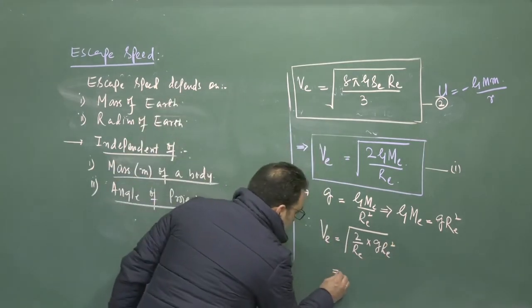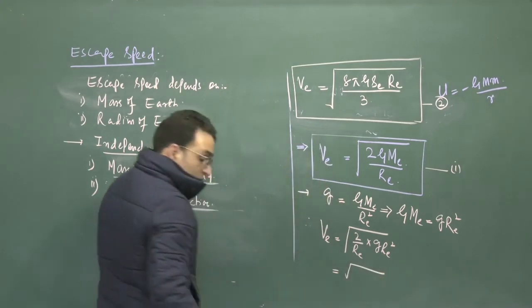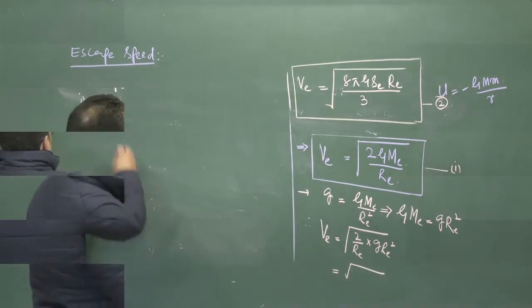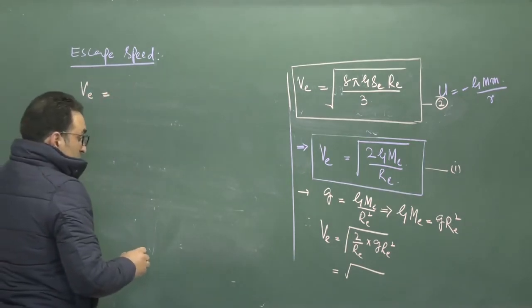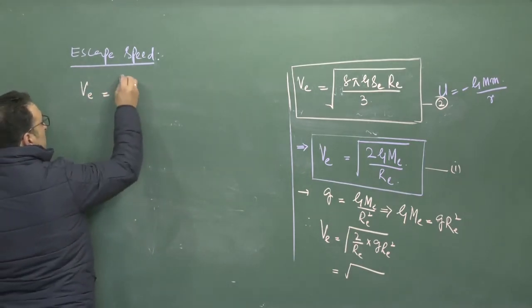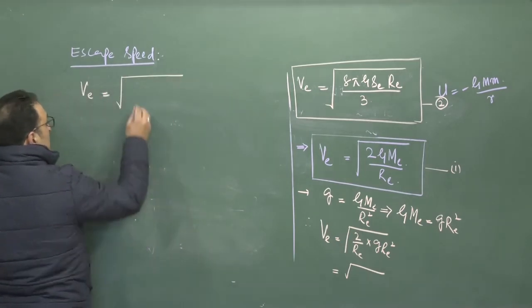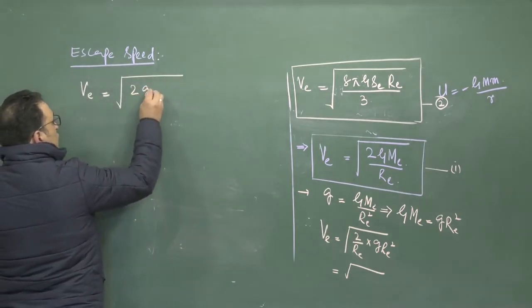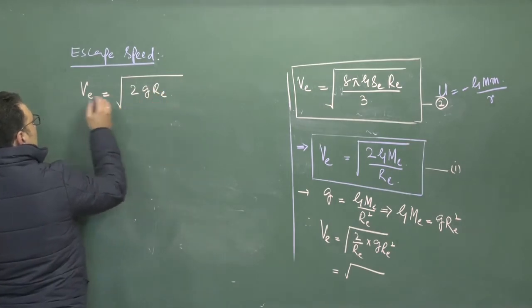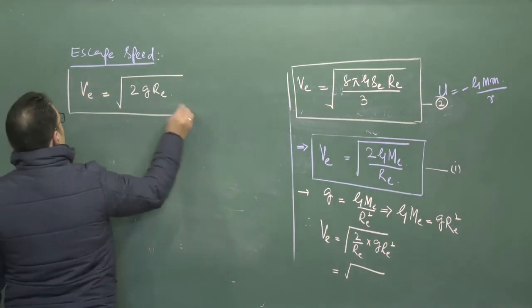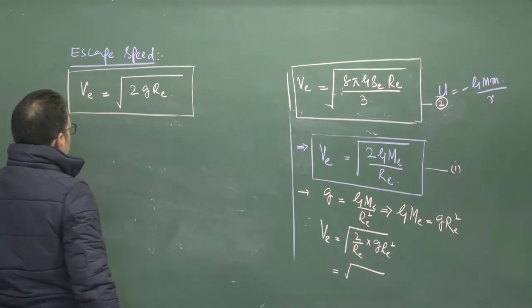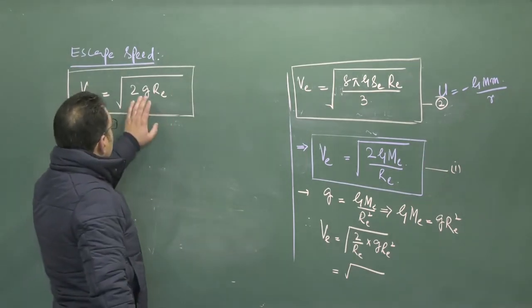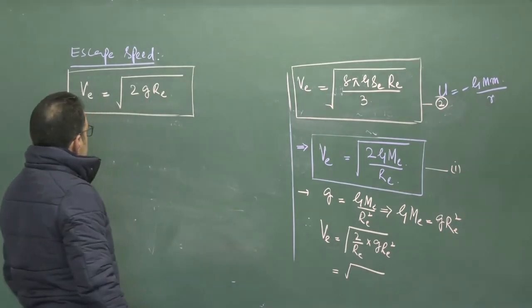Now, simplifying this equation, we are left with Ve is equal to under root of 2 g Re. This is another expression for escape speed. Again, independent of the mass of the body, depends on the size.